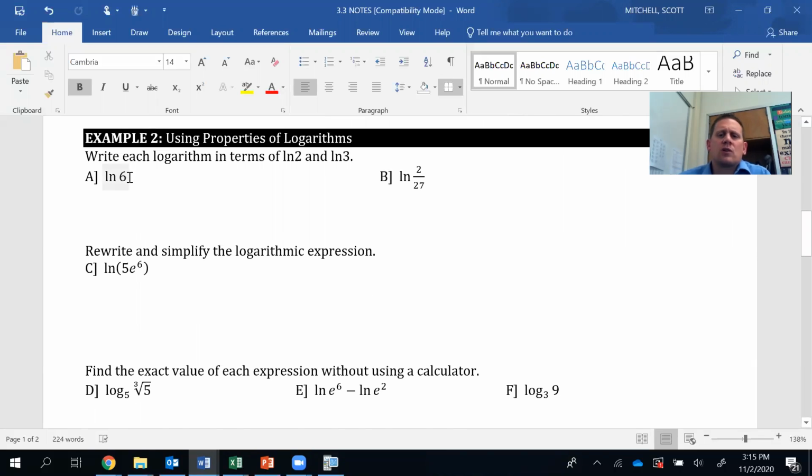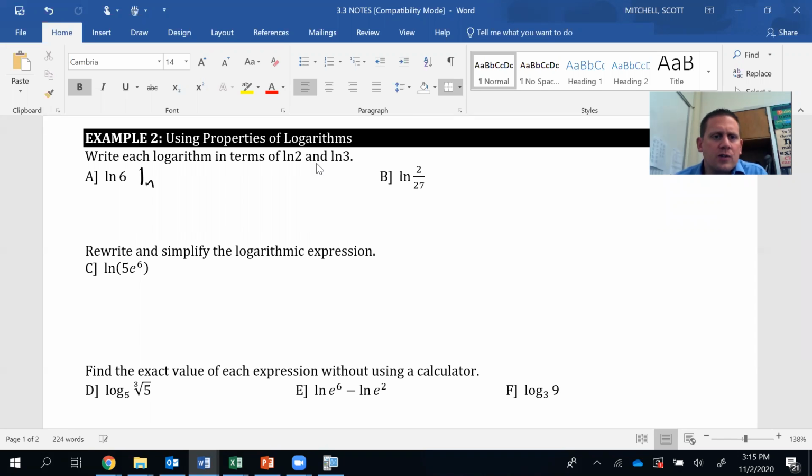So I see the natural log of 6. How could I get 6? Can I multiply to get 6? Can I divide to get 6? So we want to write it in terms of the natural log of 2 and the natural log of 3. So how do I get 6 from 2 and 3? Well, you multiply.